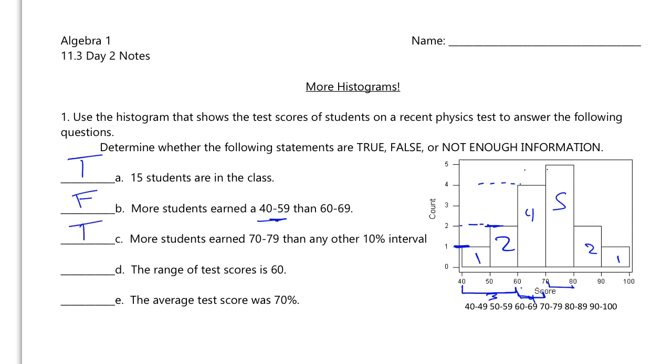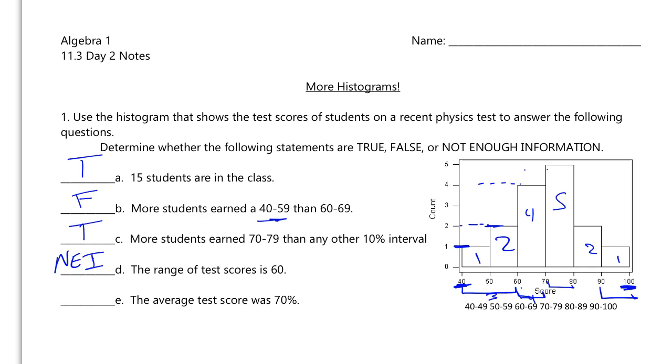The range of test scores is 60. Looking at the histogram, it seems like they're doing 100 minus 40 to get that range of 60, which could potentially be true if the highest score is 100 and the lowest score is 40, but we don't actually know that. We only know that the highest score is somewhere between 90 and 100. So this one is not necessarily false, because we don't know. It's not enough information.